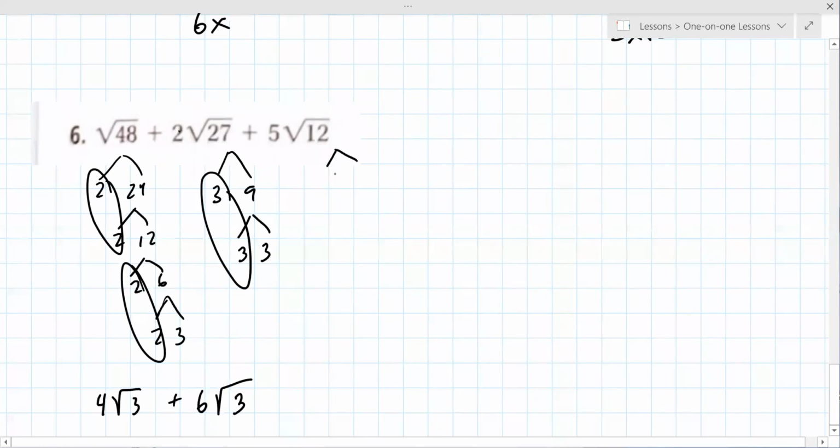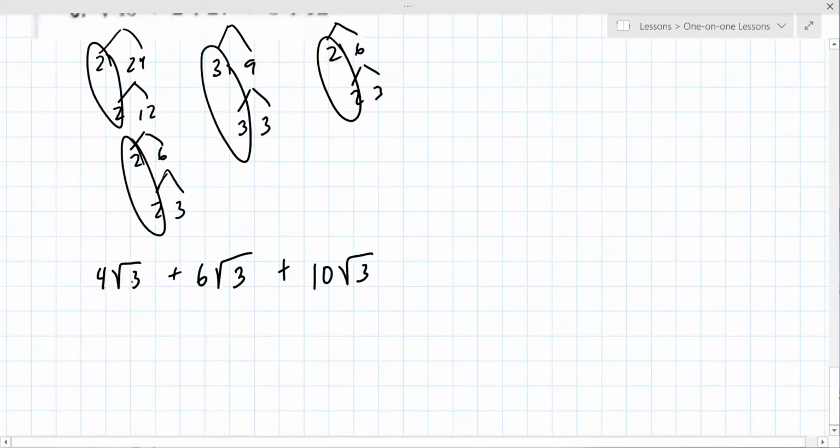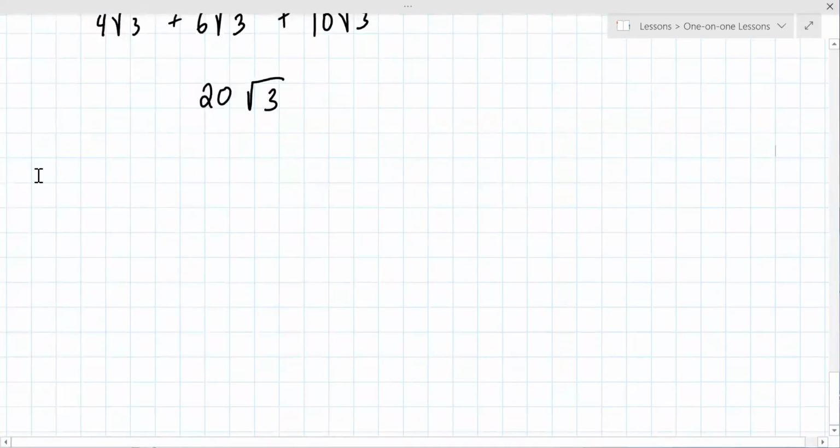Square root of 12, 12 is 2 and 6, 2 and 3. So again, you pull a 2 out. 5 times 2 is 10, square root of 3. This is like saying I have 4 things of 3, 6 things of 3, and 10 things of 3. That means that in total there's 20 things of 3, 20 square root of 3. Just add them, because they're all the same. Sometimes on exams they give you two that do add together and then one that doesn't. And you just leave the other one off to the side.